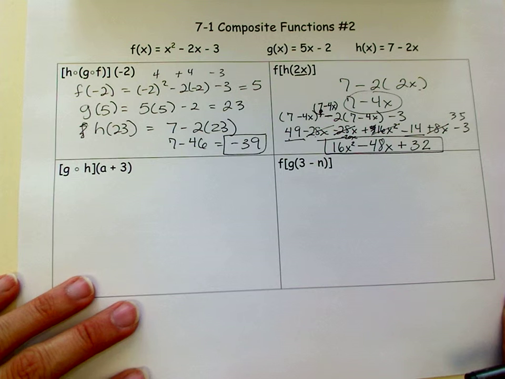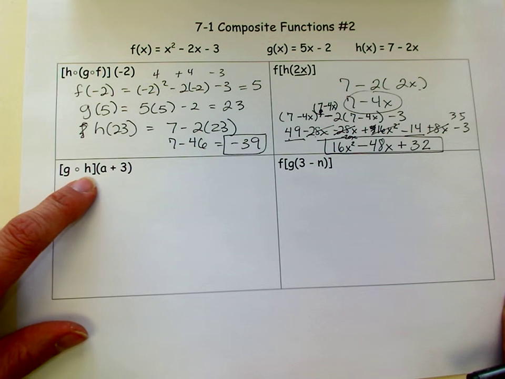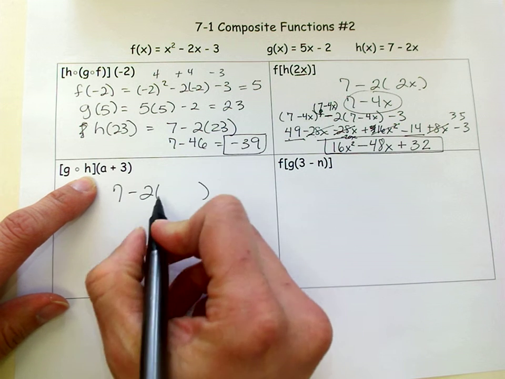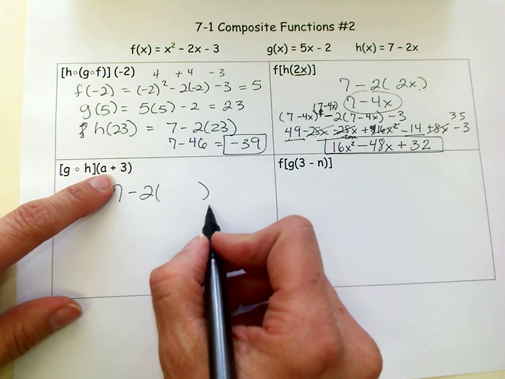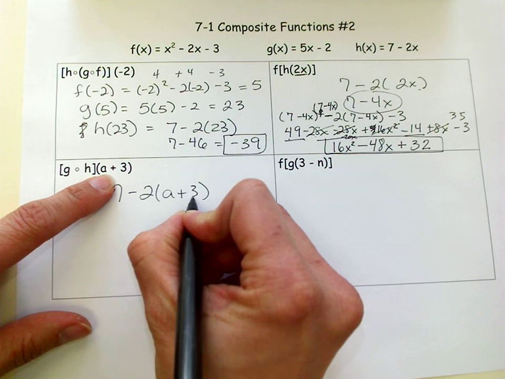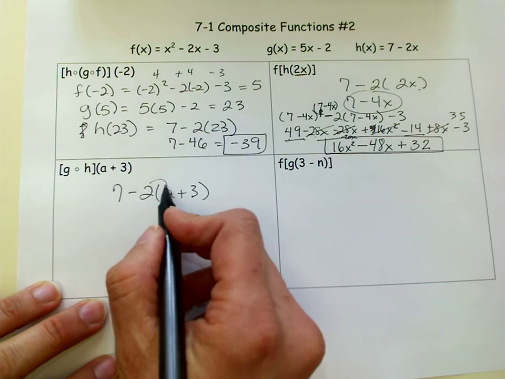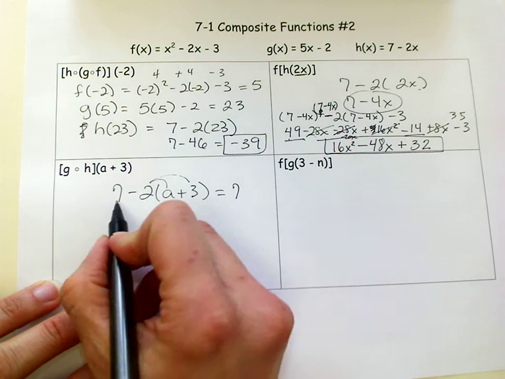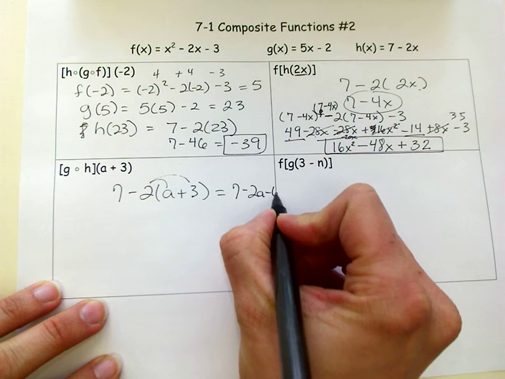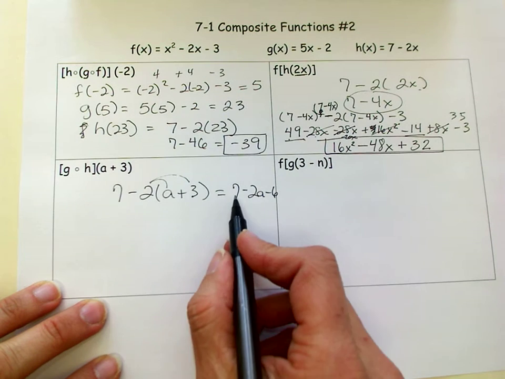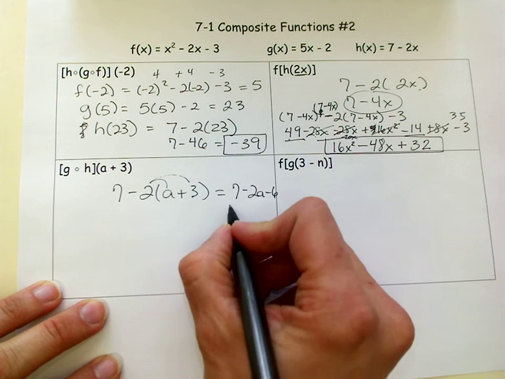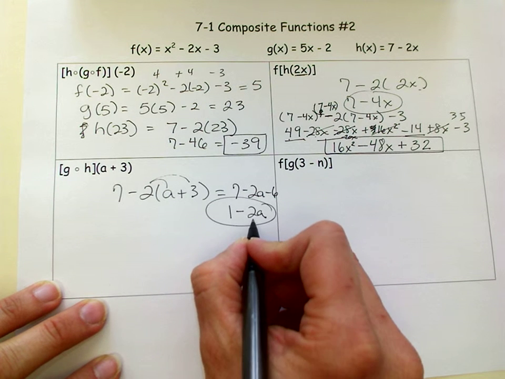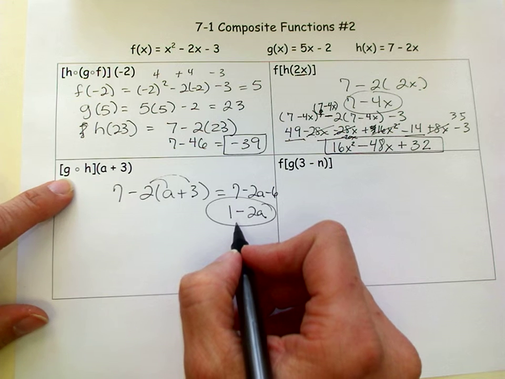Okay, let's move on to the next one where we have to put a plus 3 into the x of h first. So we take our h function, which is 7 minus 2x, but instead of x, they're telling us to replace the x with a plus 3. So now I have to distribute. Don't forget you're distributing a negative. When I do, I get 7 from there, and then minus 2a minus 6. Well, when we combine the 7 and the minus 6, we get a 1, so we end up with 1 minus 2a.